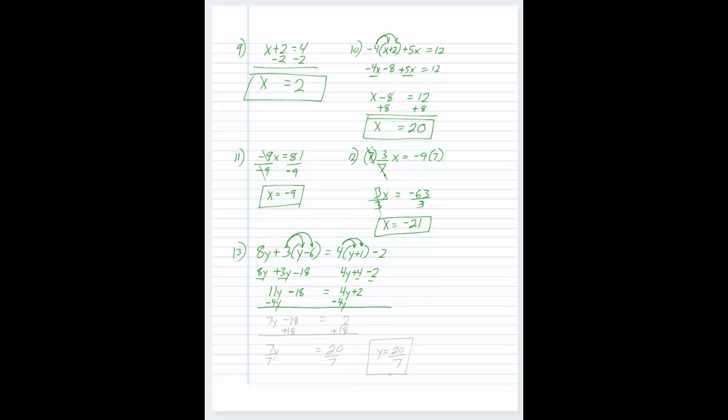The letters are on the left. Now I want the numbers on the right. So let's add 18 to both sides. So we have 7y equals to 20. And the last step in all of this is to divide both sides by 7. And our answer literally is 20 over 7.